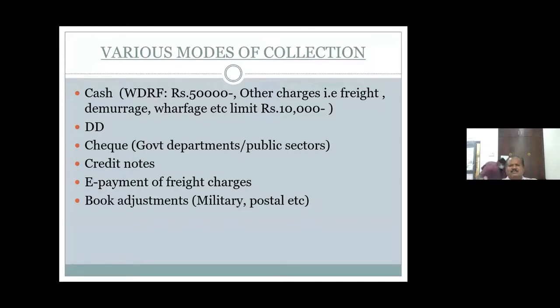Then we have the book adjustments. That is the military, postal traffic, whatever there is. Vouchers will be collected at the stations. Straight away cash will not be collected at the stations. So the amount is collected through the various vouchers or the credit notes. They are enclosed with the credit remittance note and sent to the traffic accounts section for further billing.